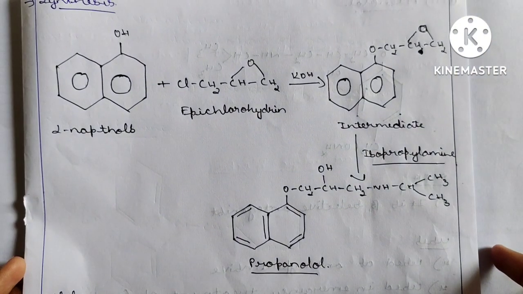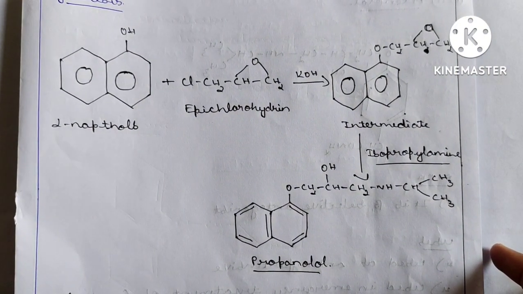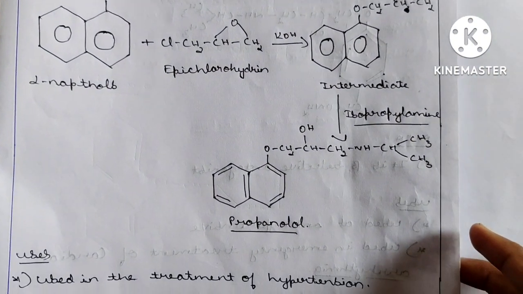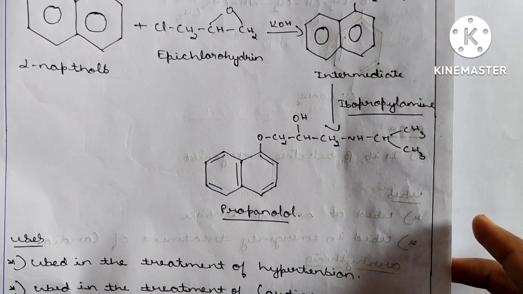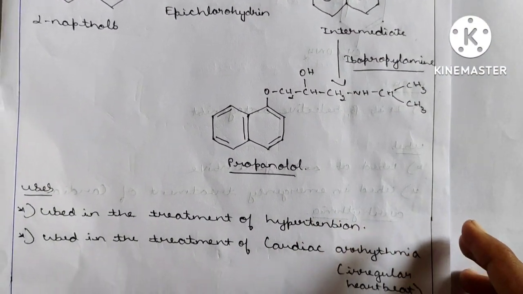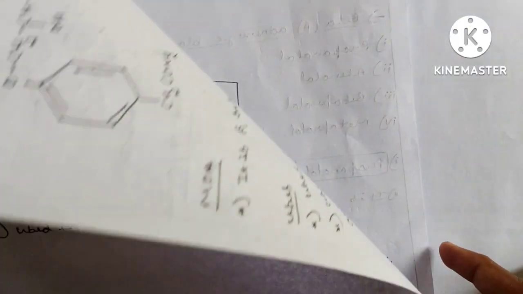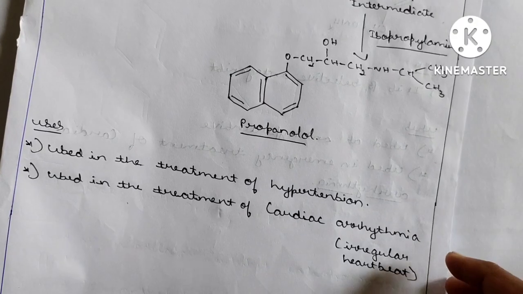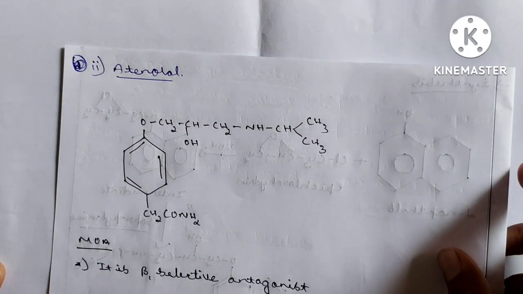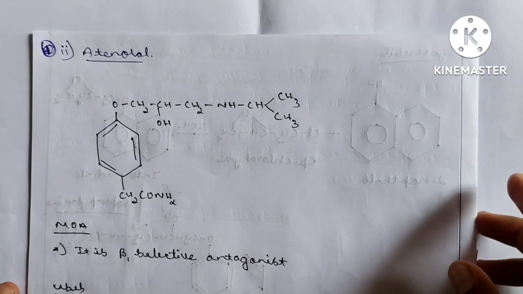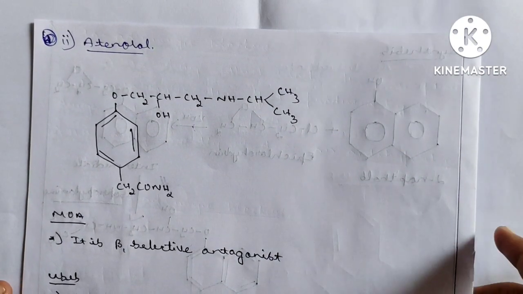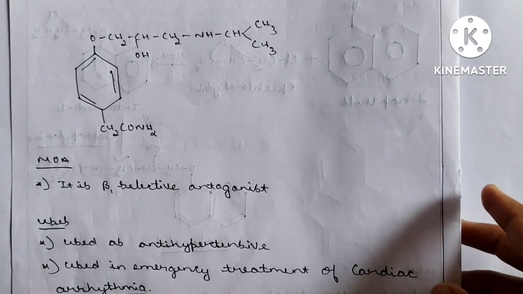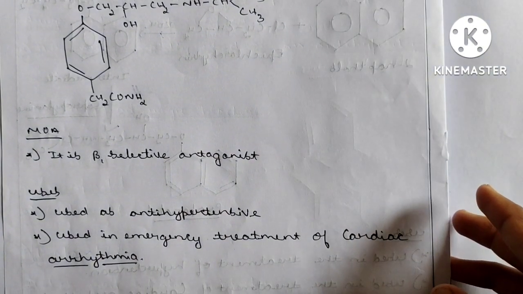Synthesis of propranolol: when alpha naphthol is made to react with epichlorohydrin, an intermediate will be formed. That intermediate, upon reaction with isopropylamine, forms propranolol. It is used in the treatment of hypertension and the treatment of cardiac arrhythmia, means irregular heartbeat. Yes, next example of a beta blocker, atenolol. The structure is atenolol. It is a beta 1 selective antagonist used in antihypertensive emergency treatment and cardiac arrhythmia.